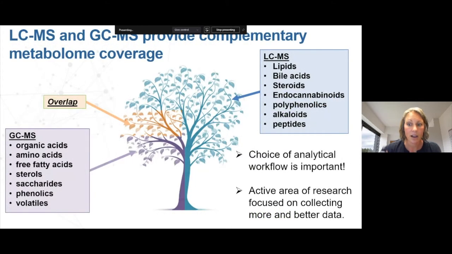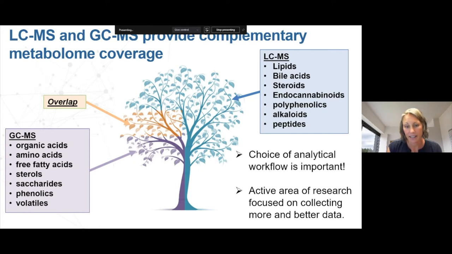And so to look at this a little bit more, we can think about the two most commonly used analytical platforms, liquid chromatography and gas chromatography coupled with mass spec. Now, obviously within each of these categories, there are different flavors, but in general, they are considered to be complementary. So for example, LCMS is going to result in the detection of compounds like lipids, bile acids, steroids, endocannabinoids, whereas GCMS is going to excel in the detection of a much different set of metabolites, including volatiles and small polar compounds like organic acids and amino acids. And so the choice of analytical workflow is important and should be intentional, as there's not, again, one platform that's going to capture the whole of the metabolome.